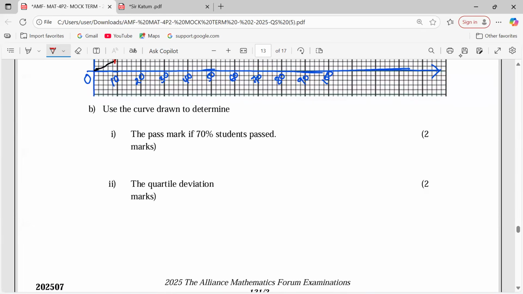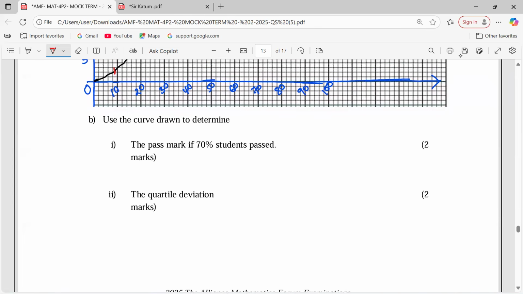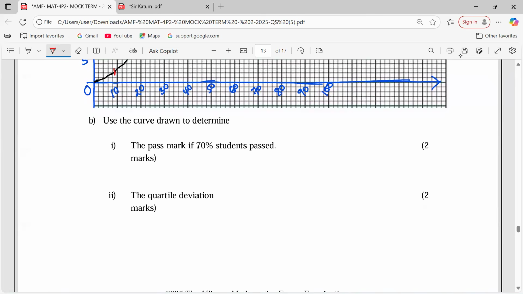Now, after drawing the Ogive, what are we told to do in part B? Use the curve to determine part 1, the pass mark if 70% of the students passed. So if 70% passed, then it means it is only 30% that failed. 30% failed. So 30% of 50 students is 15. So it's only 15 students that failed.